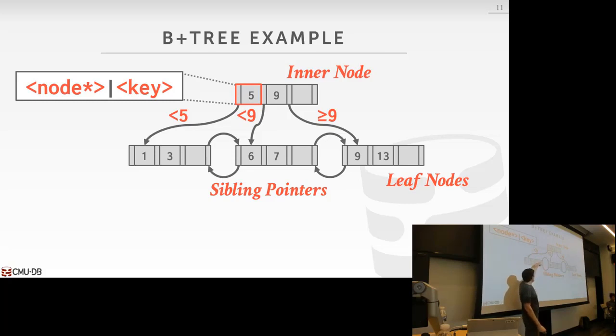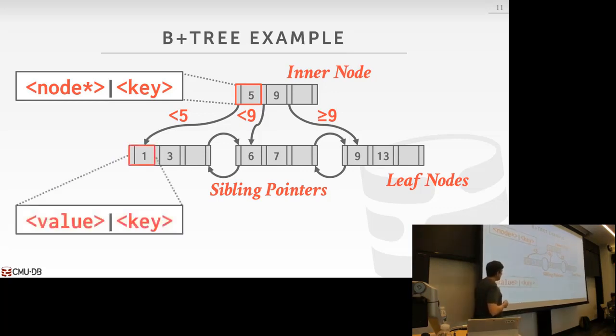So in this case here, for this first key, 5, the path to the left of it going this direction will be for any keys that are less than 5. And then the one that comes after it would be implicitly anything greater than 5 and less than 9. So if I'm looking for a key that's less than 5, I would look at this and say, well, I'm looking for key 1. 1 is less than 5, so I go down this path, and now I find my leaf node, and I try to find the thing that I'm looking for.